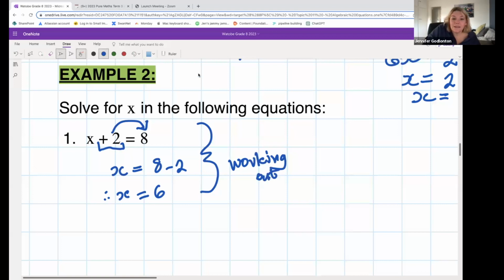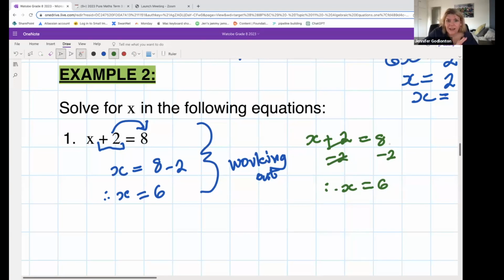Now, some of your teachers may have taught you a slightly different way. Some teachers like seeing the actual work done on both sides. So I'm just going to show you what that would look like if we had x plus 2 is equal to 8. Some teachers like to see that you are subtracting 2 from both sides like that. And then you would get your answer of x is equal to 6. If your teacher wants you to do it like that, please continue to do it like that. I don't want you to get into trouble in class. That's perfect like that. Just be careful to show your working.